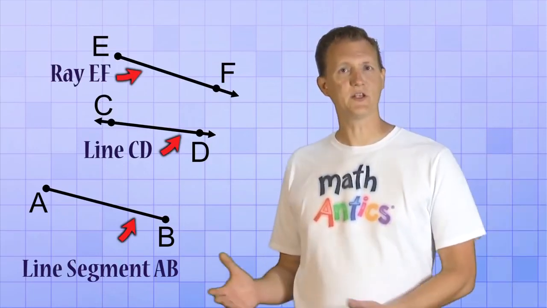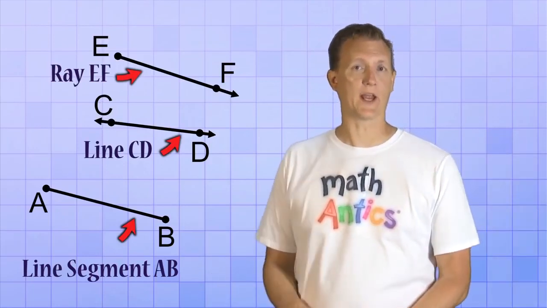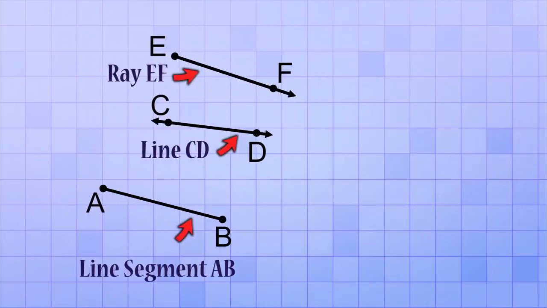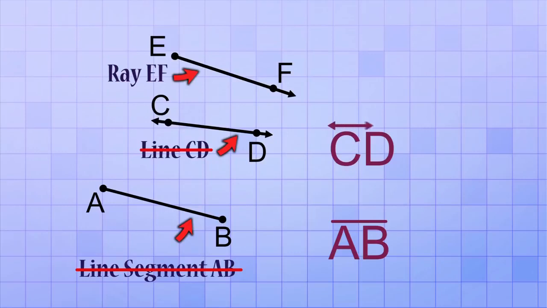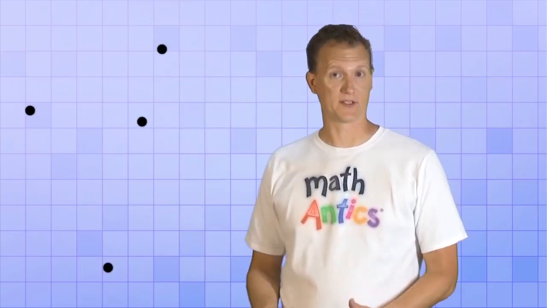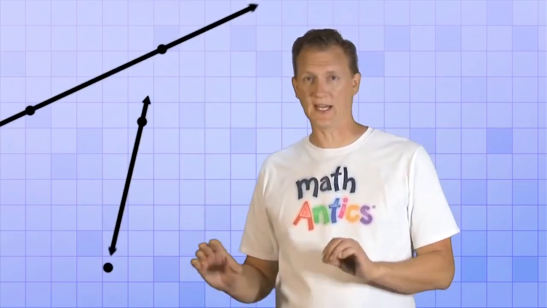In geometry, each of these three types of lines has a shorthand way of writing it. Instead of writing line segment AB, you can just write AB with a line over the top. And instead of writing line CD, you can write CD with a double arrow line over them, like this. And finally, instead of writing ray EF, you can just write EF with a single arrow line over them, like so.